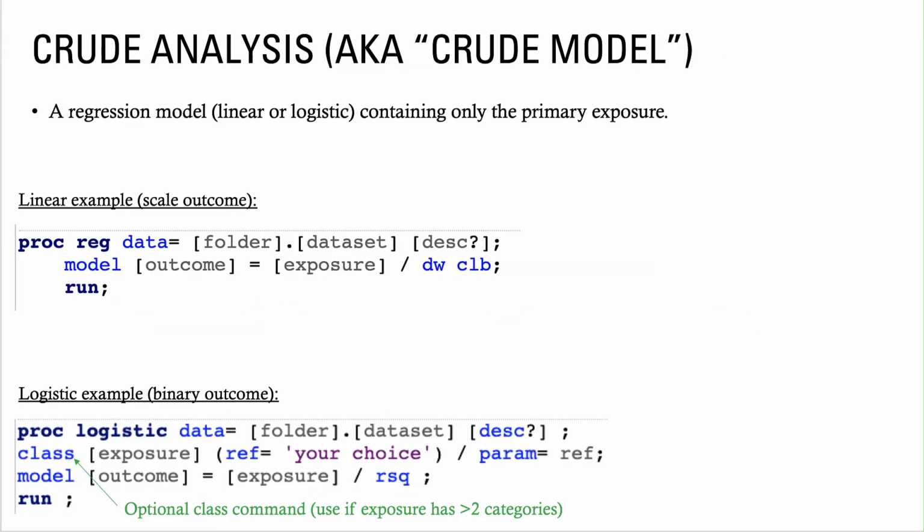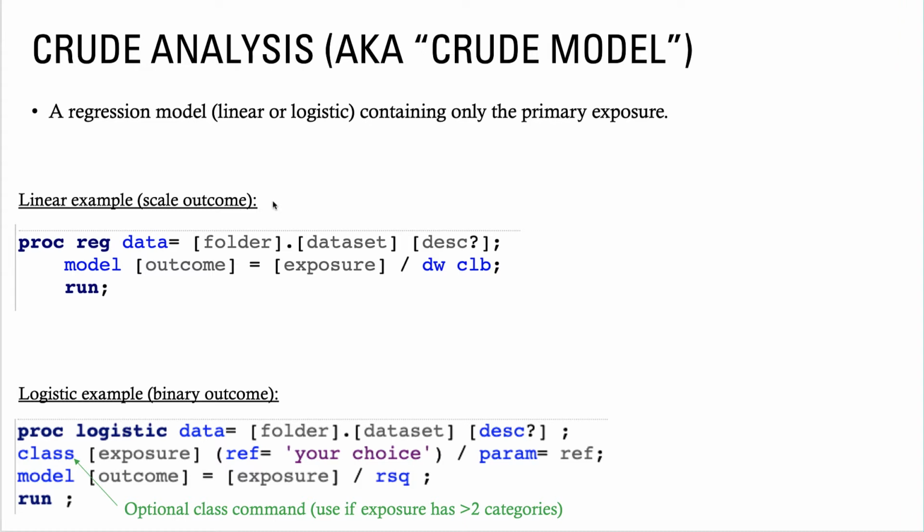The first step is to conduct a crude analysis, which means building and running a crude model in SAS. A crude model is a regression model, linear or logistic, that contains only the primary predictor, and the purpose is to look at the primary predictor and outcome association without adjusting for any other variables.